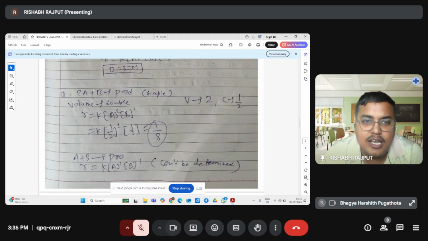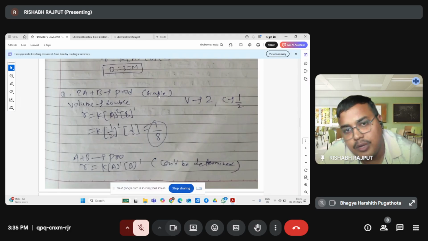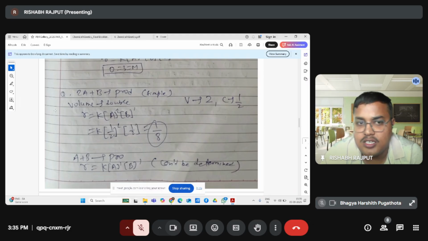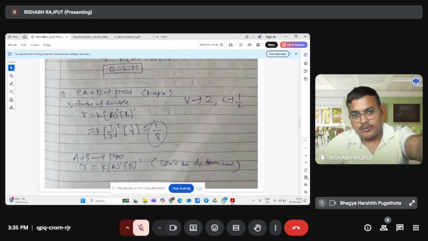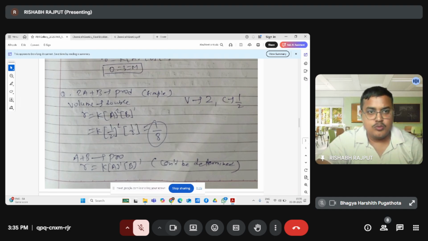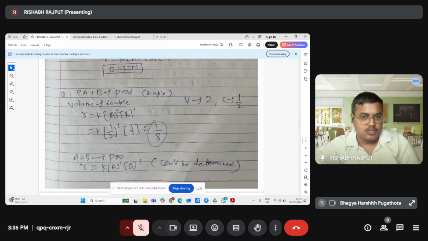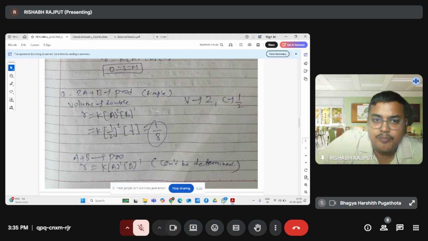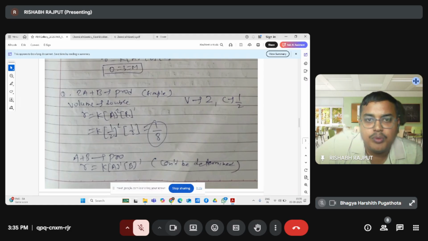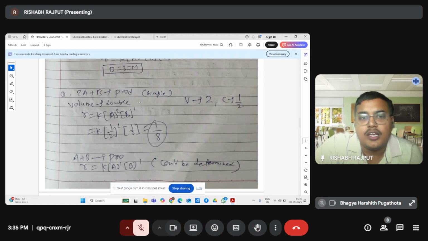If he is asking what happens if the volume is doubled, what happens to the two reactants? If a simple reaction is given in the question, you can write it like this: R is equal to K [A]^2 [B]^1. Here you do not need to find the order of the reaction because the stoichiometric coefficients are already equal to the order. So the order of the reaction here is 3, 2 for A and 1 for B. You do not need to find the order of the reaction.